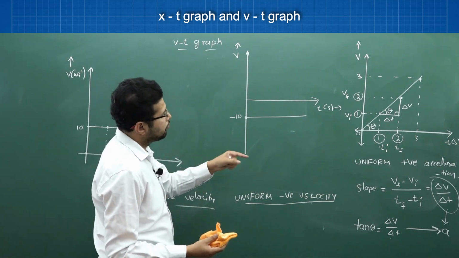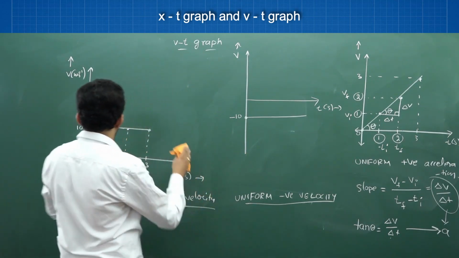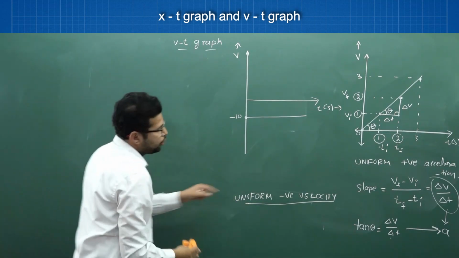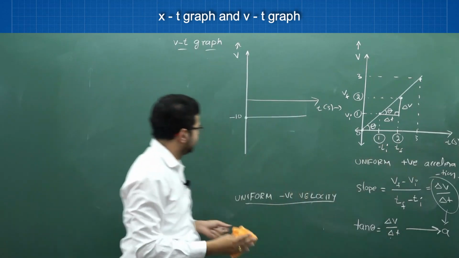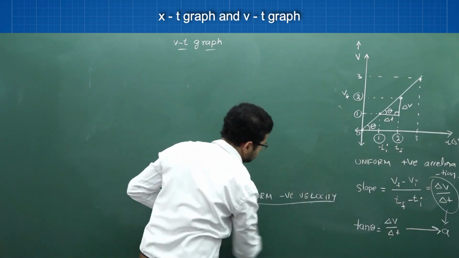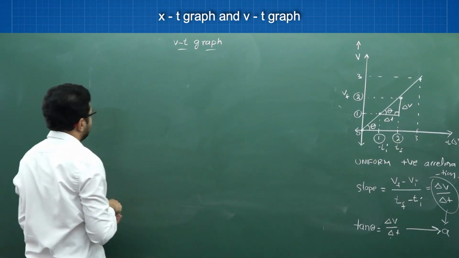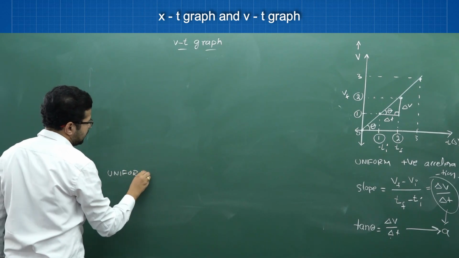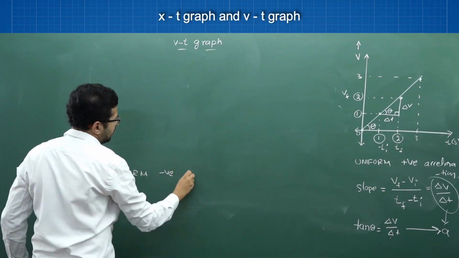Next, what we will do? We will draw VT graph for an object moving with uniform negative acceleration. How does it look like? Uniform negative acceleration.